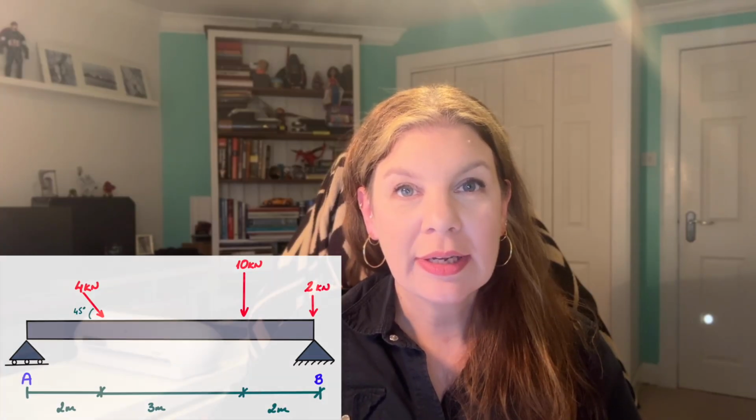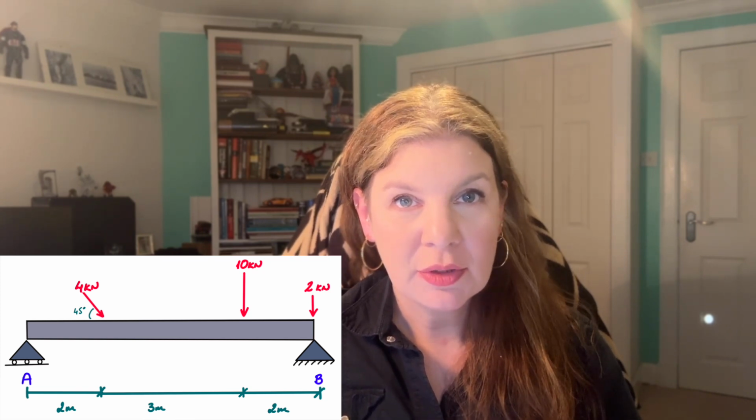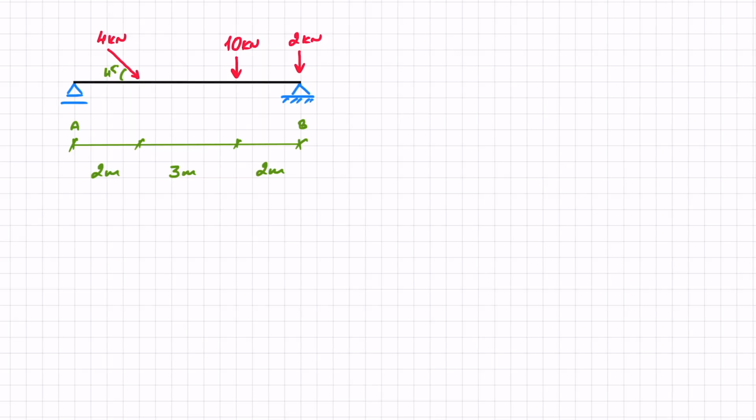Hello and welcome back. In this session, we'll be looking at a beam element with a number of point loads, one angled. The beam is simply supported with a pin support and a roller support, so a mixture of a few things here that we've already covered, but we'll put together in this exercise. Let's get to it.